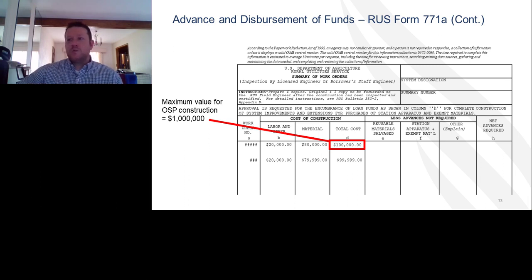Advanced disbursement of funds. Once again, maximum value for outside plant construction is $1 million, or is it 100,000? No, wait, that's $1 million. That says 100,000 in that total column, but it's $1 million. Yeah, sorry about that.